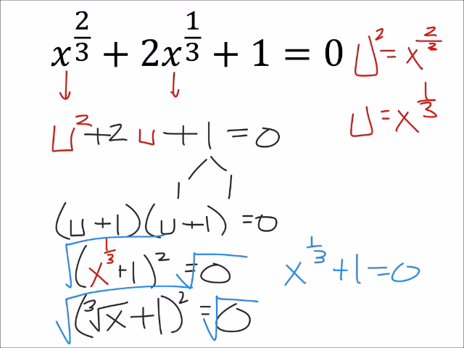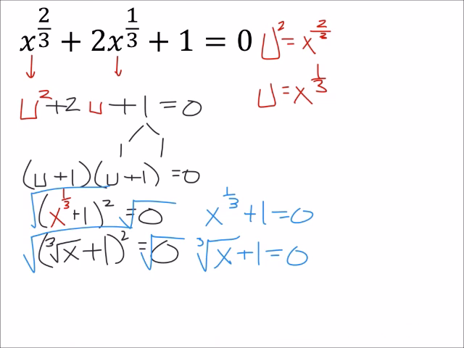On this second term, and again, it just depends on which way you want to look at it, I would have the cube root of x plus 1 equals 0. Well, I can solve both of these. On this one, I would subtract 1 from both sides, so I'd have x to the 1/3 equals negative 1. And on the second one, I would have the cube root of x equals negative 1. Again, they're the same thing.